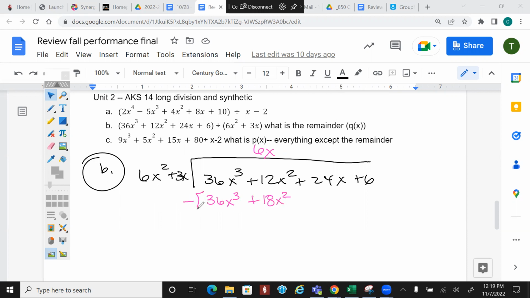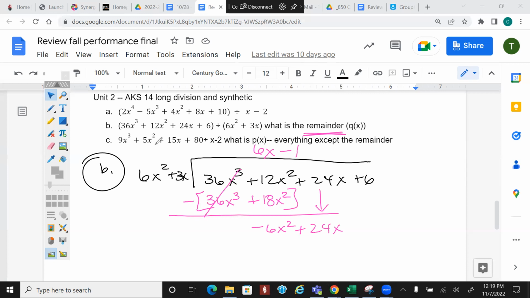We're going to change the sign, draw our line. This will end up canceling. 12 minus 18 is negative 6x squared. We'll bring down the next term. And again, our goal is to find what the remainder is. Okay, so what times 6x squared would give us negative 6x squared? And that's going to be negative 1.